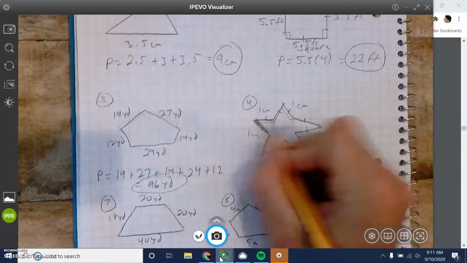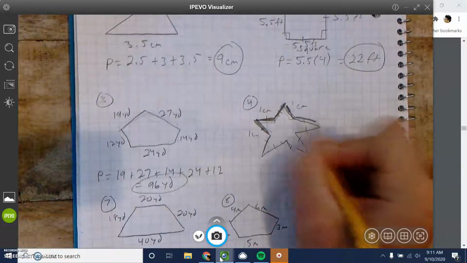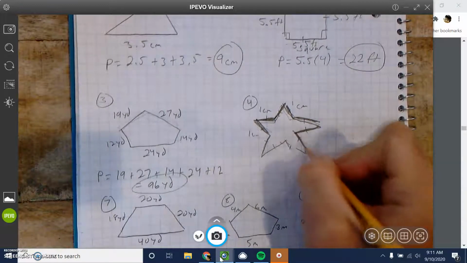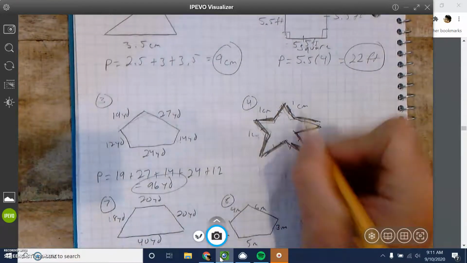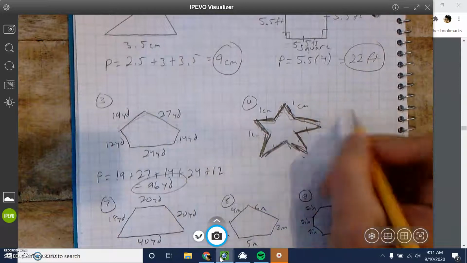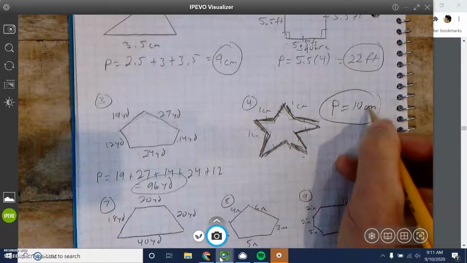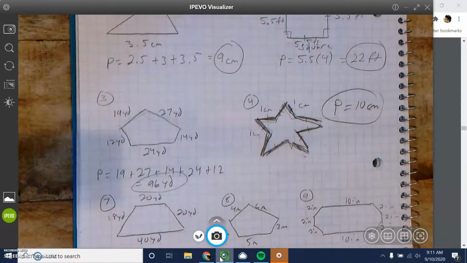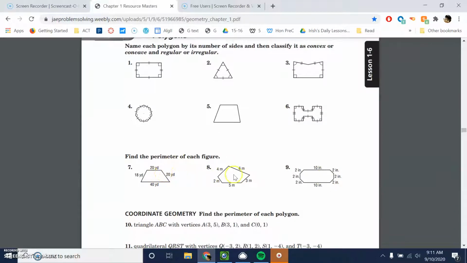So 1, 2, 3, 4, trace it with me, 5, 6, 7, 8, 9, 10. So I have 10 equal sides. They're all 1 centimeter, so this perimeter is 10 centimeters. Got it. Nice. Okay, your turn. So you're going to do right here, see 7, 8, and 9. Draw these and figure out the perimeter of all these 3. Ready, set, go.